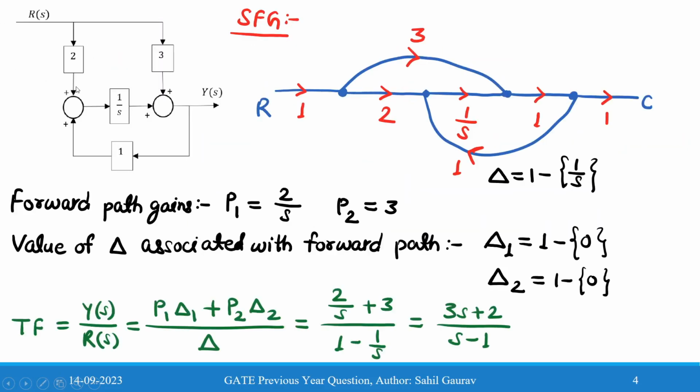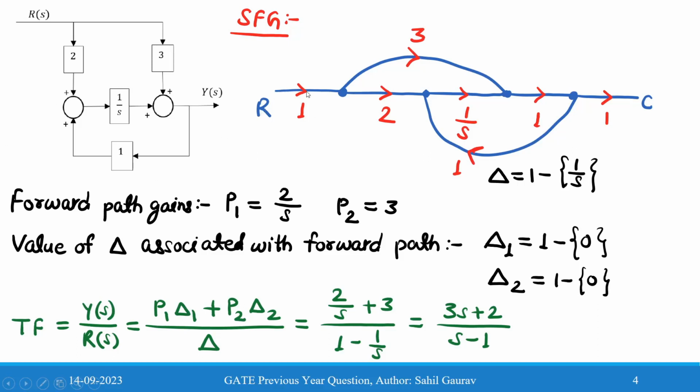Now coming to this problem. So we are given R(s) as the input and Y(s) as the output. And these are the gain values 2, 3, 1, 1, and these are the summation blocks represented. First we will convert this block diagram into a signal flow graph.